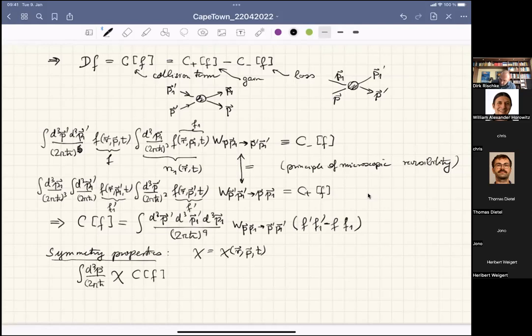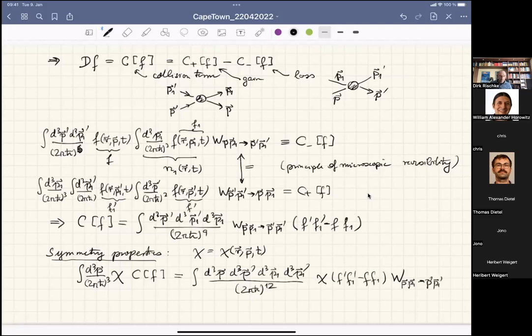So the point now is, of course, you integrate over everything. You write this out. It's basically d3p, d3p prime, d3p1, d3p1 prime over (2 pi h bar) to the 12, chi, (f prime f1 prime minus f f1) W. Okay. Yeah, let me write this out.